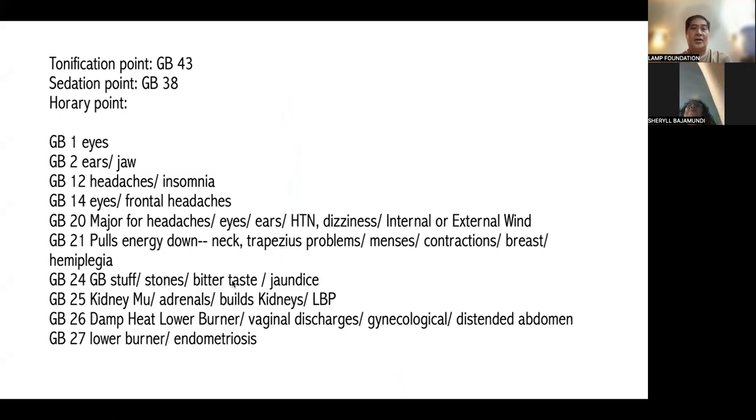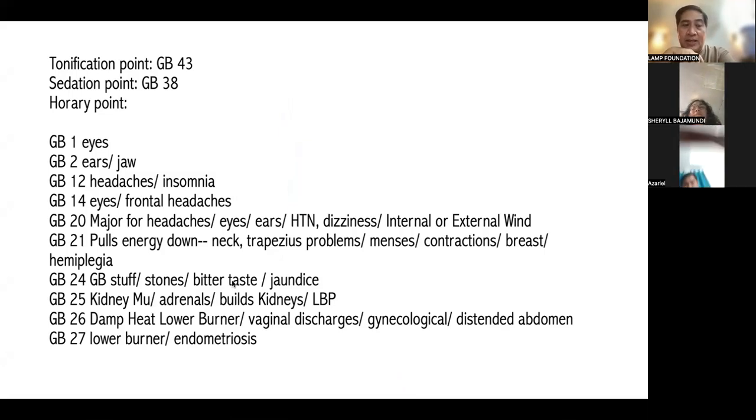So let's take a look at the outline or review of the points. So tonification point is gallbladder 43. Sedation point is gallbladder 38. So what do you think is the horary point of gallbladder channel? Anyone? Anong element ba ang gallbladder? Di ba wood? So hanapin niyo po yung wood point ng gallbladder channel. Who can answer? What's the horary point of the gallbladder channel? Bilis.